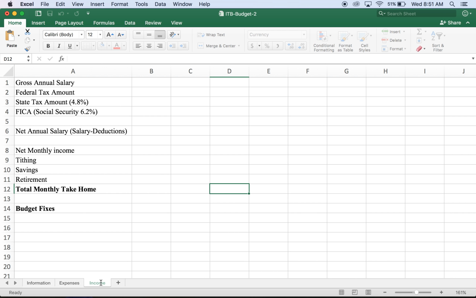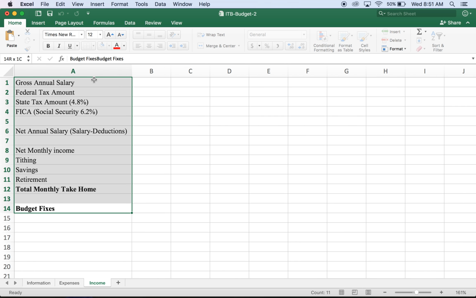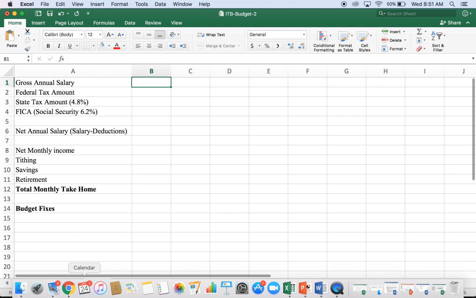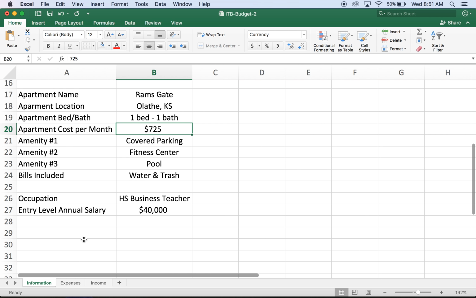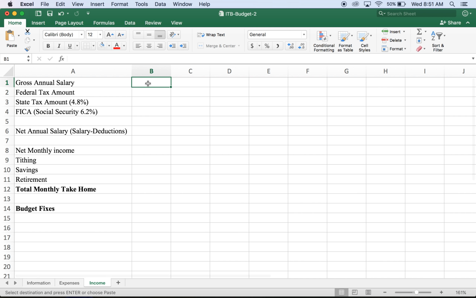So we spend enough money each month. We also make money. We have good jobs. So we are going to first work out, and this A column, you're just going to copy it just as I have it. And we're going to start out with our gross annual salary, which we can pick up off of our information sheet. My entry-level annual salary is $40,000, so I'm going to copy that number. I'm going to bring it over to my income sheet.